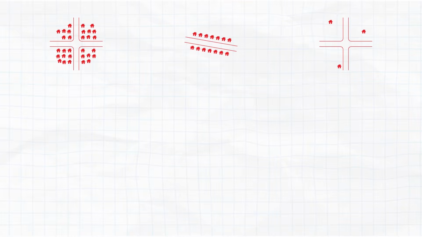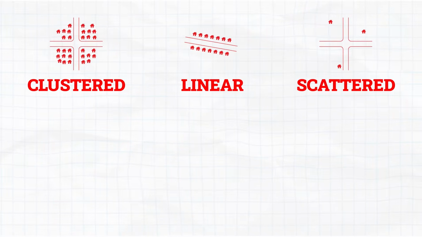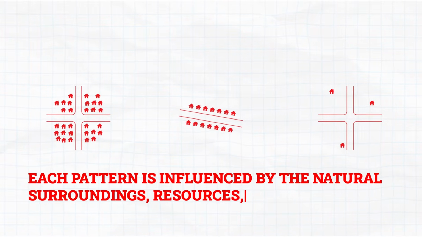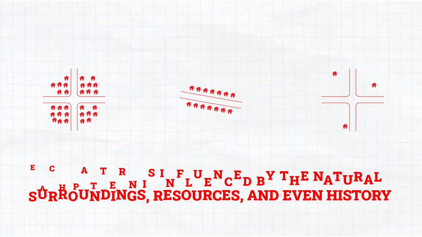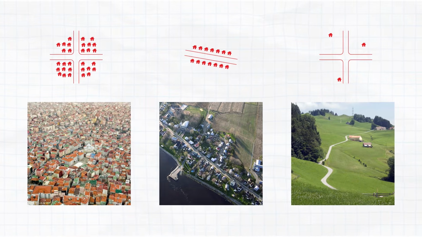Introduction. Today, we're exploring three main types of settlement patterns: clustered, linear, and scattered. Each pattern is influenced by the natural surroundings, resources, and even history. Let's look at what makes each one unique and how these patterns shape the communities that live in them.